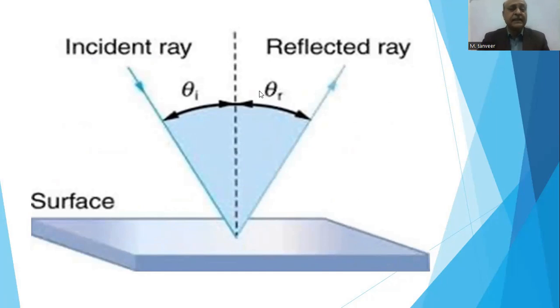The first law of reflection is that the incident ray, the reflected ray, and this line which is called the normal all lie in the same plane. These are lying in one plane. The second law is that when we measure the angle of incidence and the angle of reflection, these two angles are always equal. Every reflection will obey these two laws.